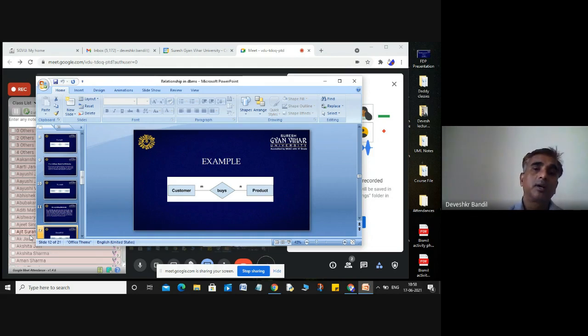Your customer attributes are customer ID, customer name, customer age, and customer mobile number. And the order table is another table, and the attributes of the order table are order ID, customer ID, and product ID.